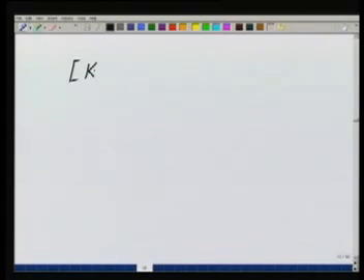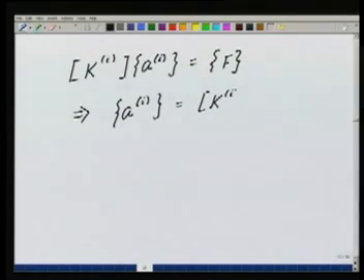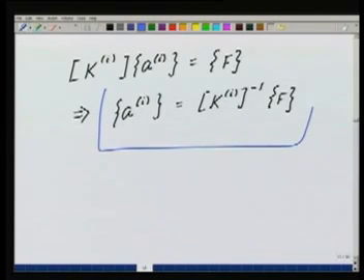Okay, so then what will I do? I will have K_i A_i is equal to F, which implies A for step i is equal to K_i inverse into F. Okay. Question is, how long do we continue?